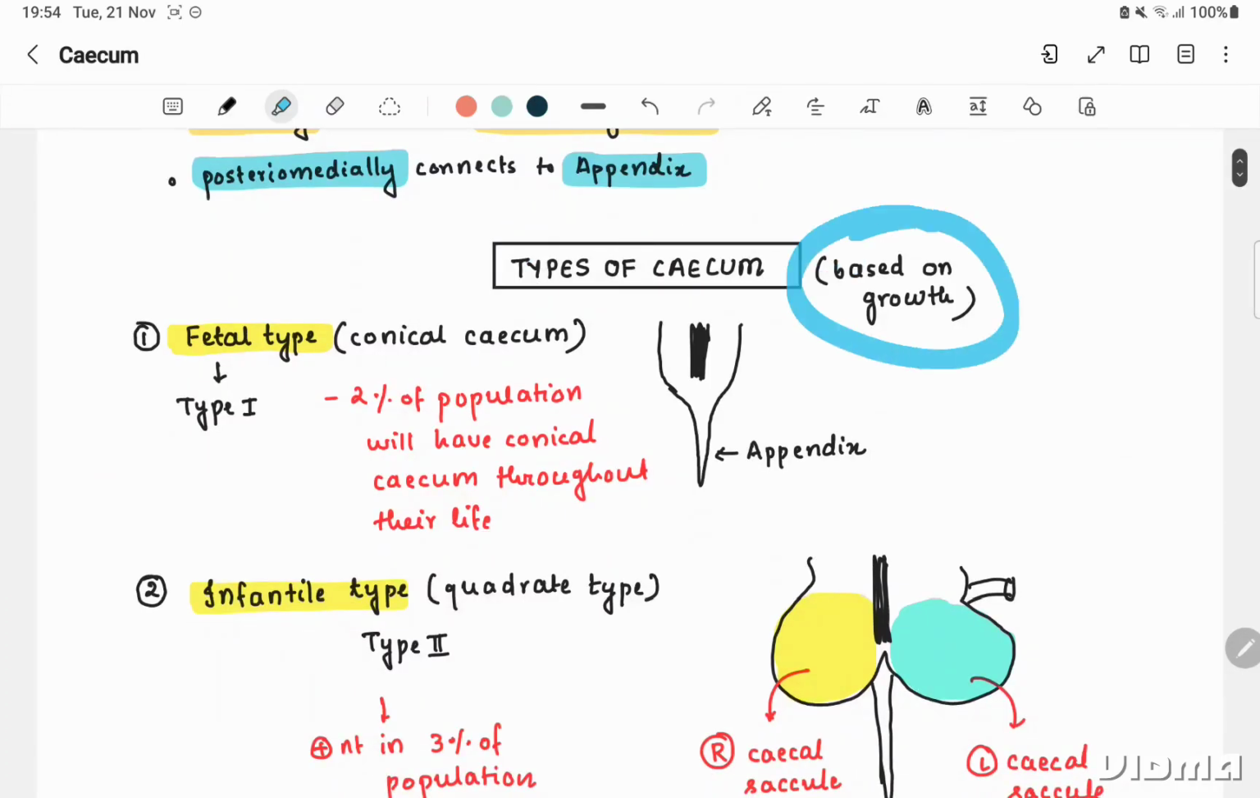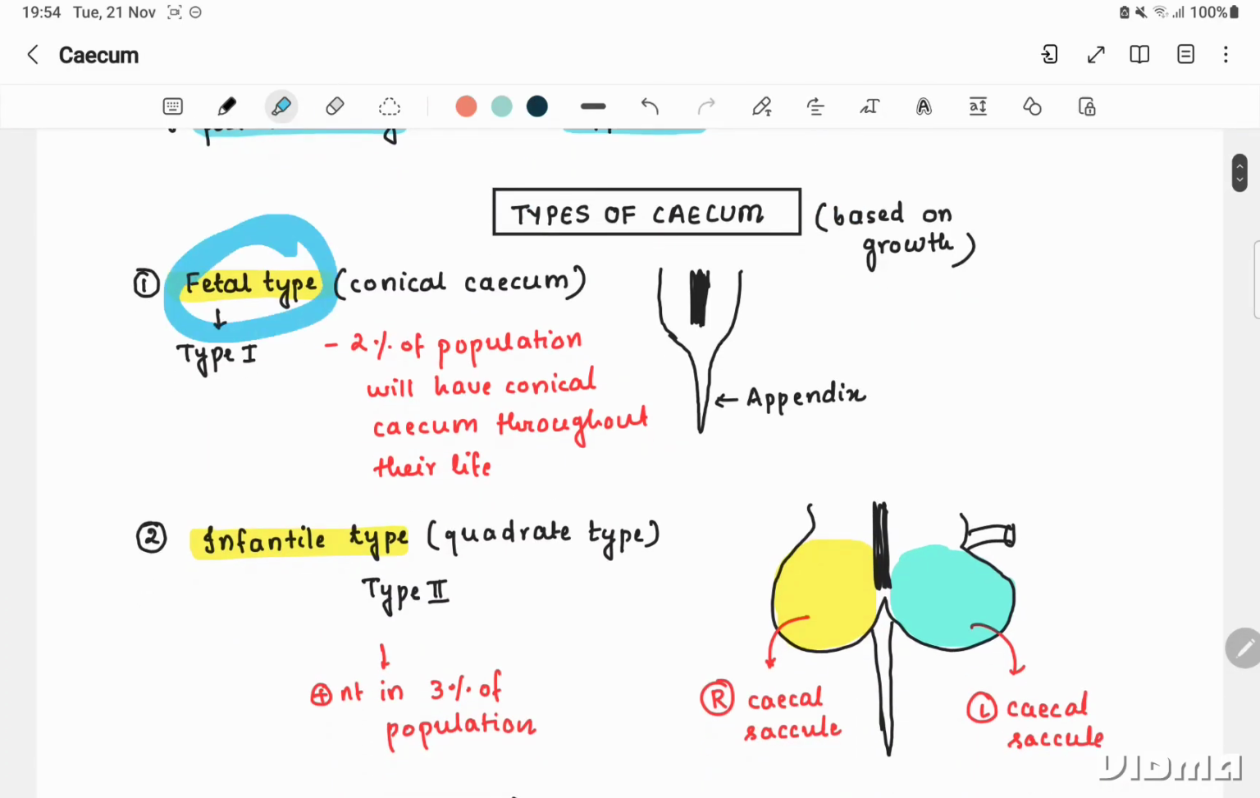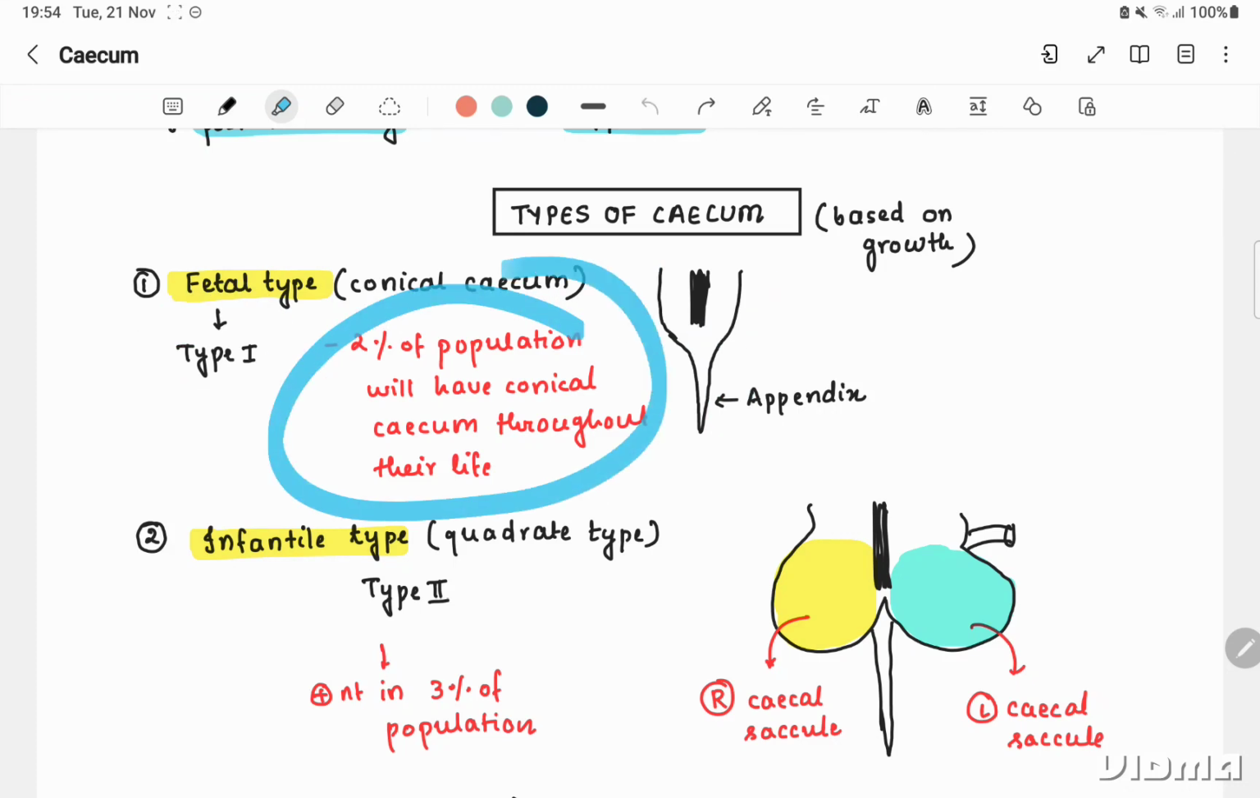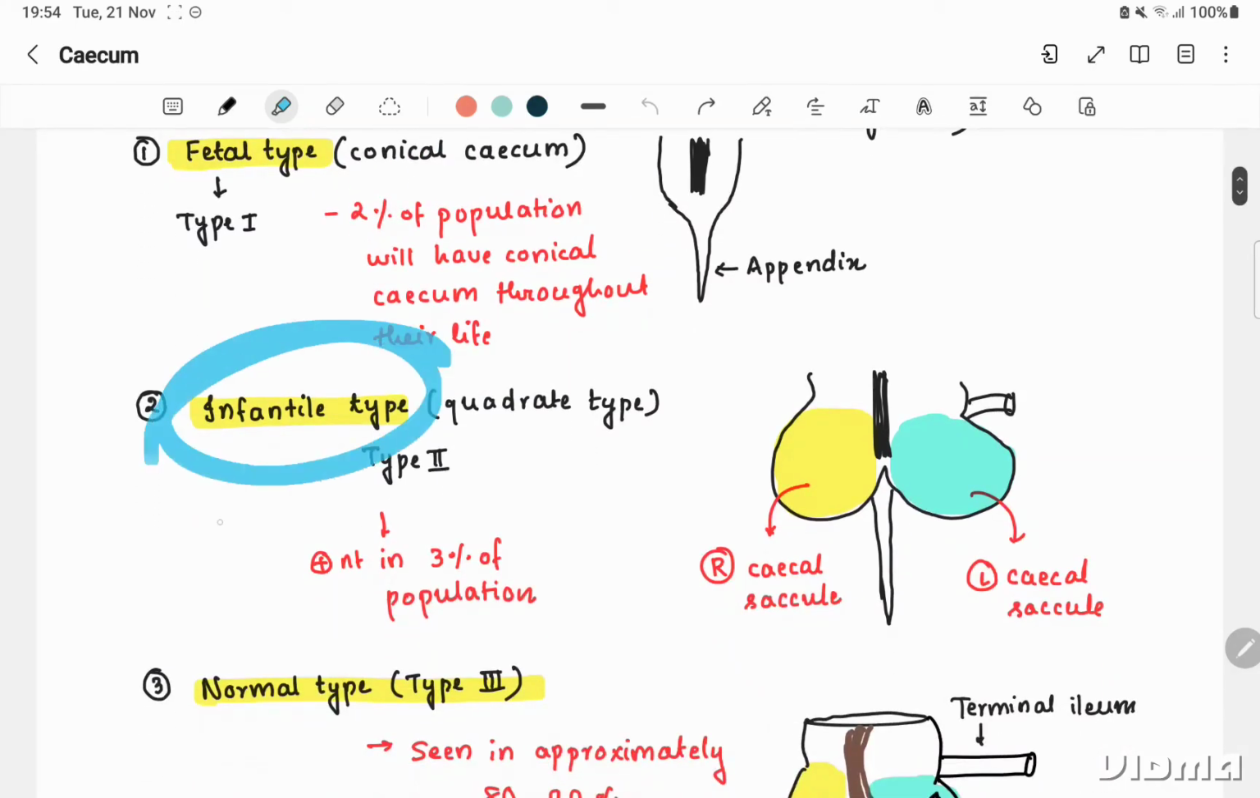What are the types of cecum based on growth? You have the fetal type of cecum, that is the conical cecum, with a shape something like this, and it is type 1. 2% of the population will have a conical cecum throughout their life. It is rare, but it is present in 2% of the population. The infantile type is the quadrate type of cecum. This is type 2 and is present in about 3% of the population.